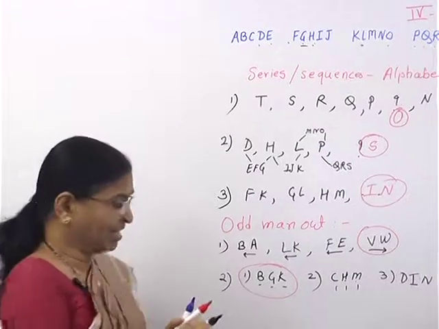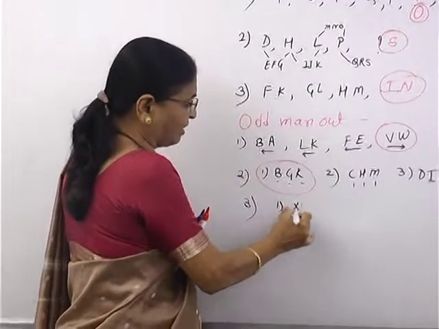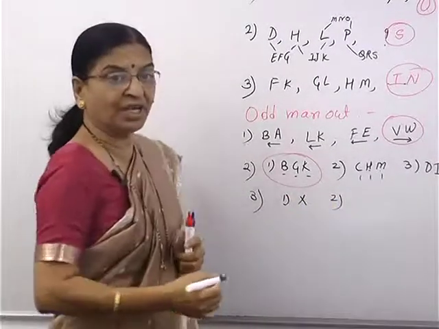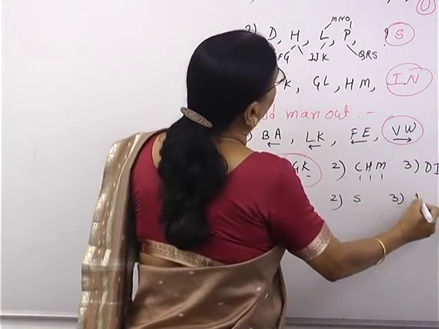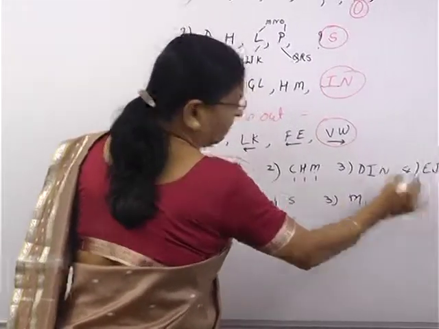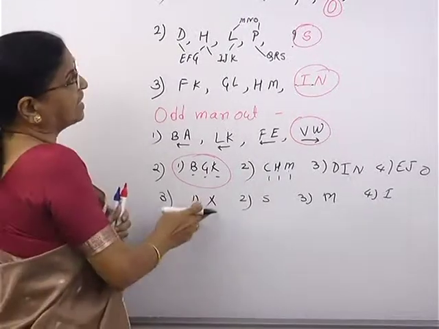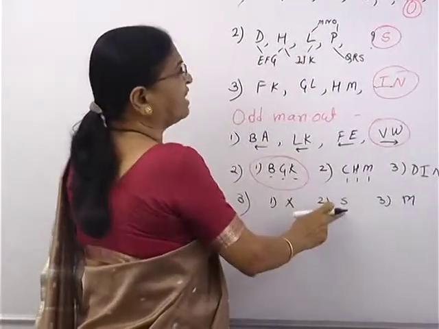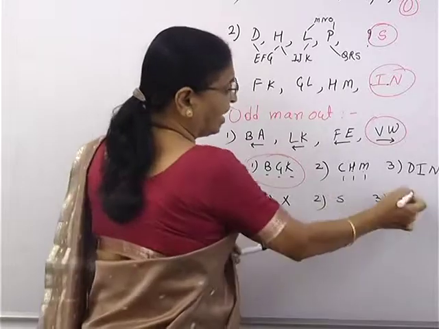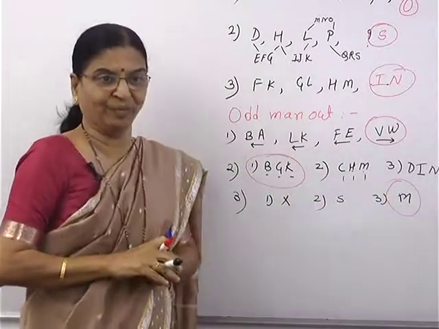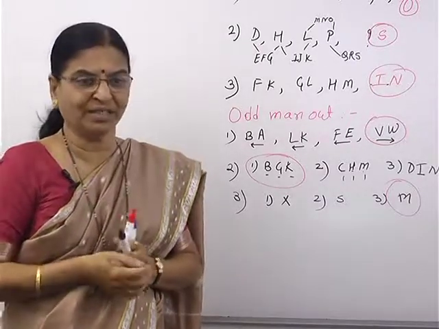Okay. Then suppose I write a series. Suppose the first is given as X, then the second is given as S, the third is given as M, and the fourth is given as I. Then of course, which can be given as the wrong one? See, X is the second, S also the second, M is the third one, and I is the second. And so this is our odd man out. Okay. Like this, you can have the odd man out also, the figures can be there.